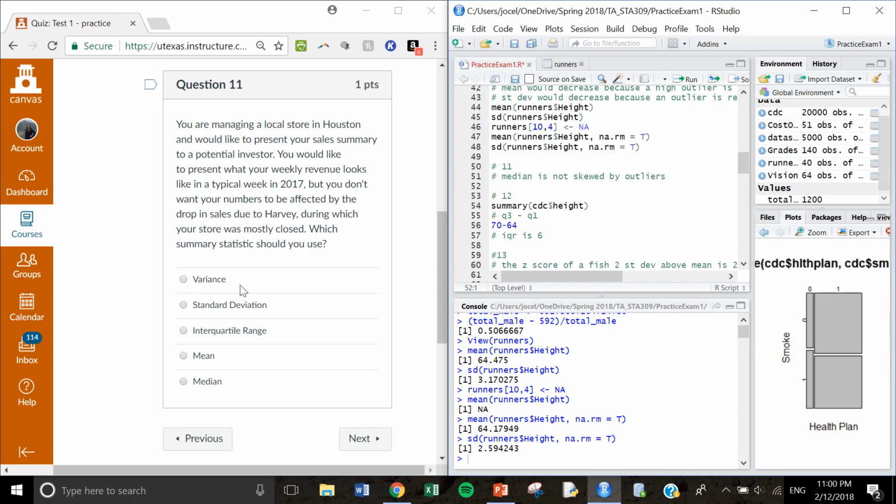Variance describes the spread of the data. Standard deviation describes the spread of the data. And IQR describes the spread of the data. So we're not really worried about the spread of the data here. We're worried about the typical average week. So then we have to choose between mean and median. And we don't want something to be affected by the outliers of Harvey. We know median is not affected by outliers, but mean is. So that's why median is the best choice for a measure of the center of the data.